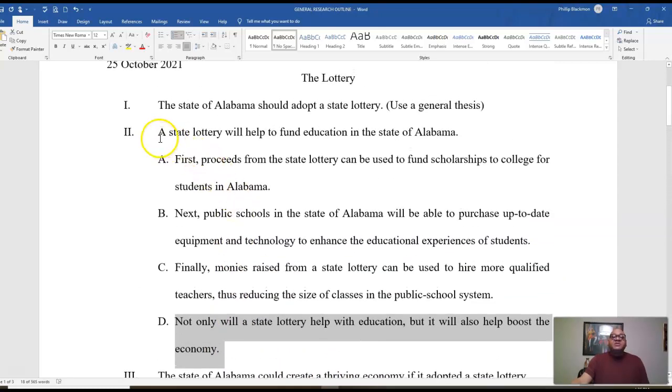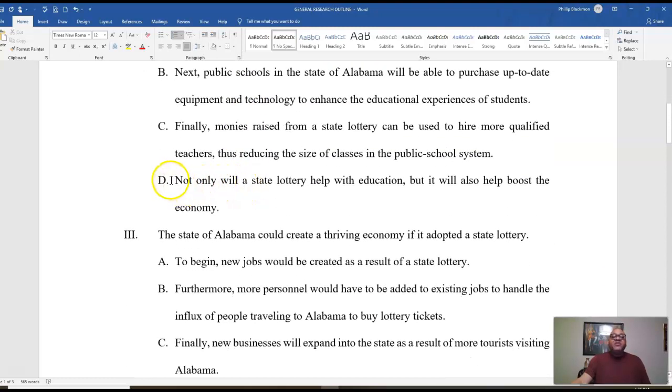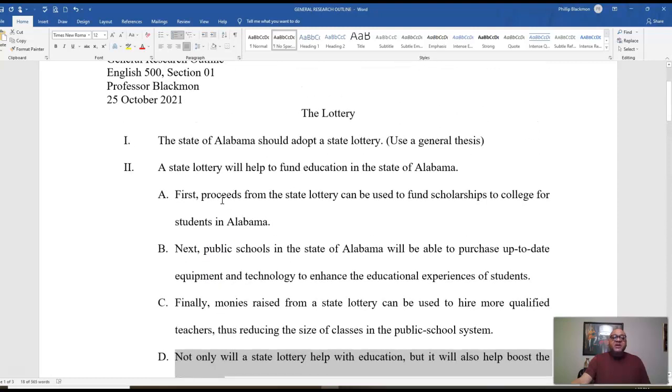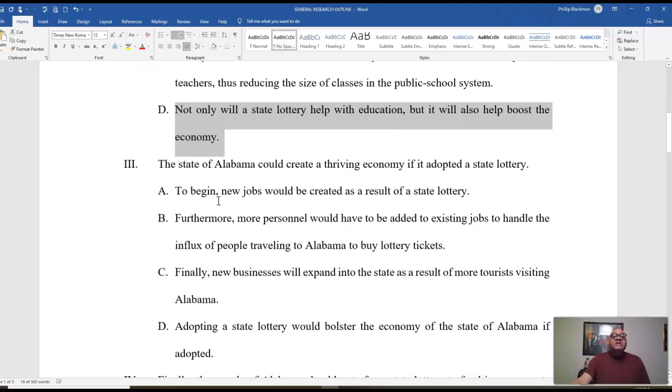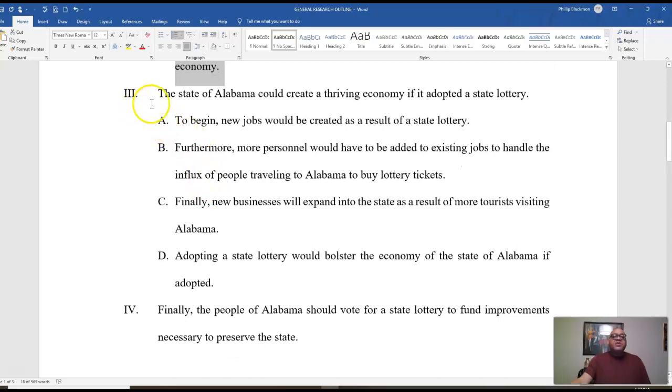You can use just a simple transition, therefore, comma, a state lottery will help to fund education in the state of Alabama, to let me know that you are finished with the points in this paragraph. Rinse and repeat. Roman numeral number 3, same thing.